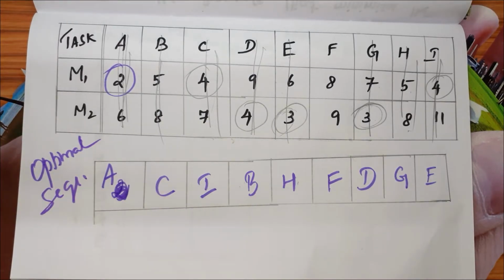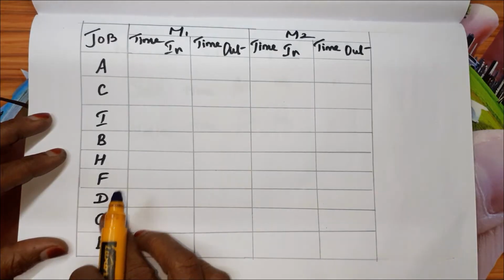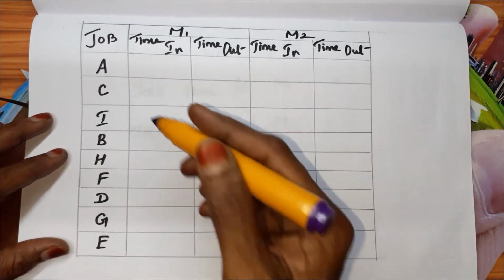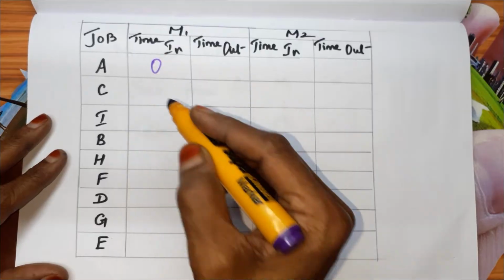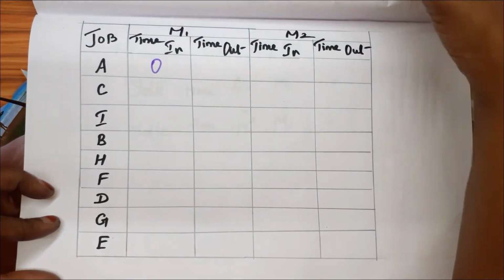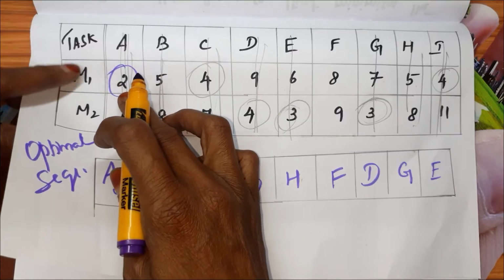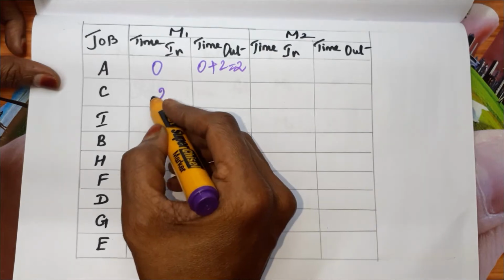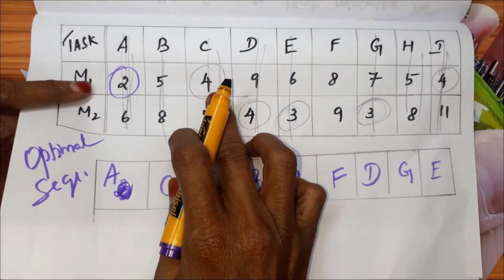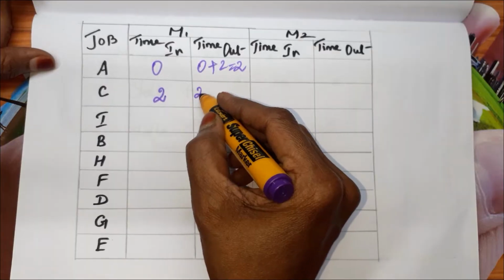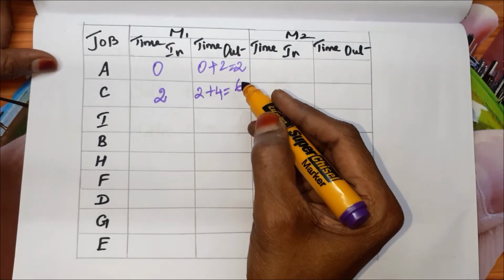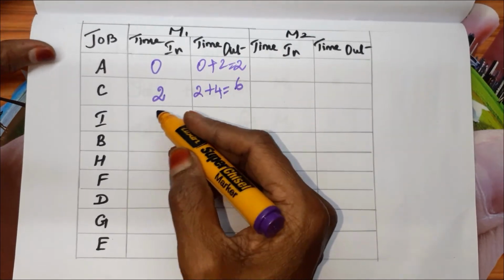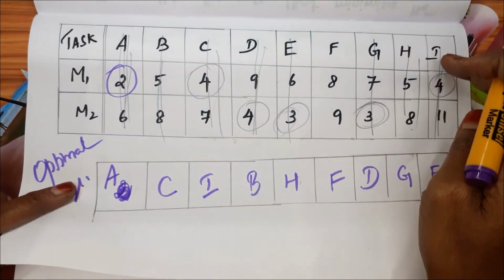Now we have to find the total elapsed time and idle time for machine 1 and machine 2. This is the job sequence what we have, and we are going to fill the data here. The first job will start from the 0 hour. Am I right? And for job A, the time duration in machine 1 is 2. So 0 plus 2, which is 2. This 2 will come here. For C, the time duration is 4. So 2 plus 4, which is equal to 6. Am I right? Next, C will come here. For I, the duration is 4.